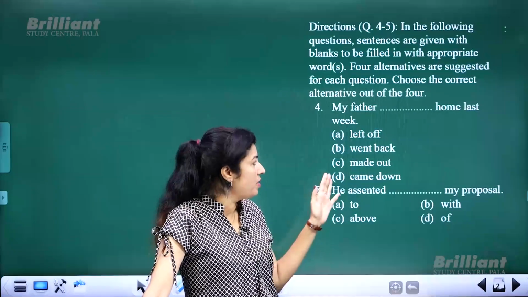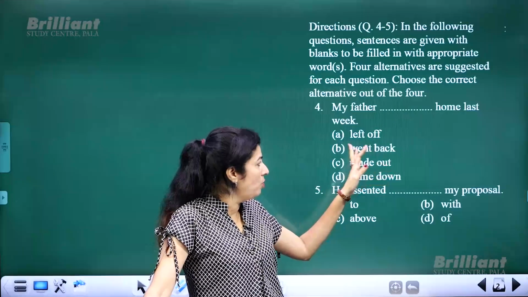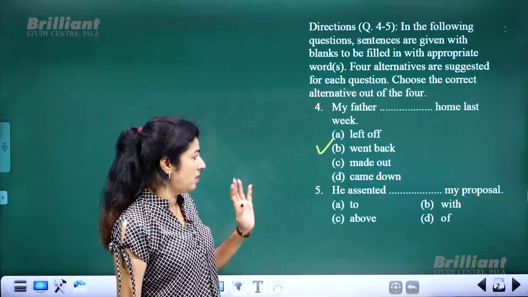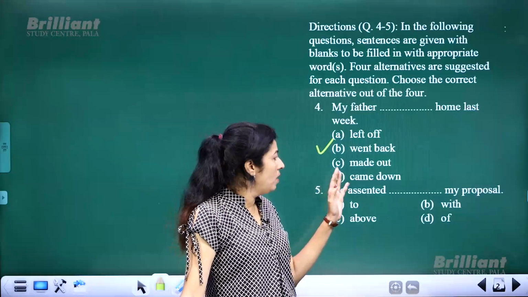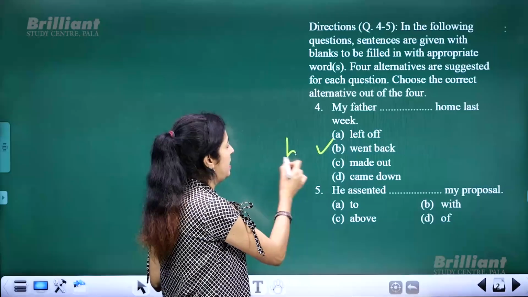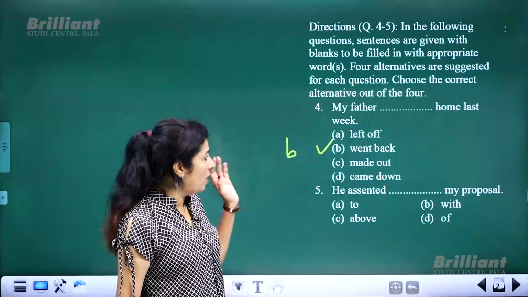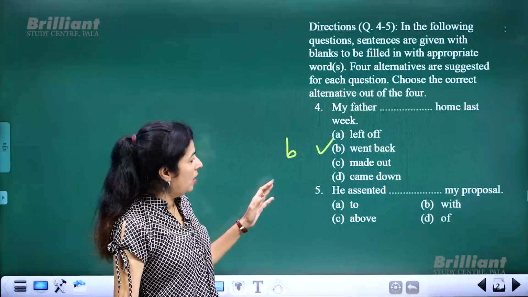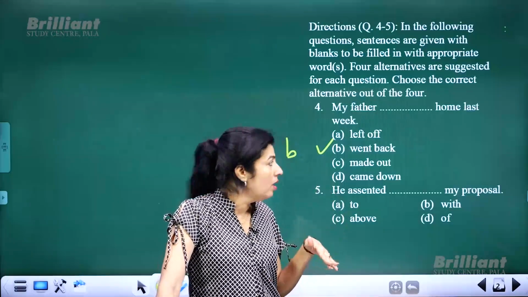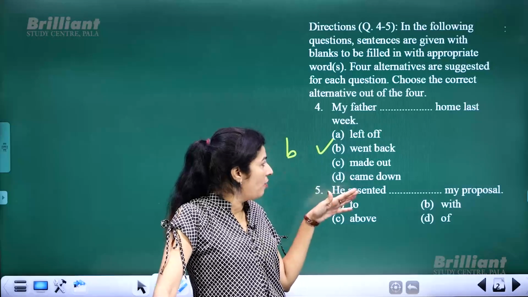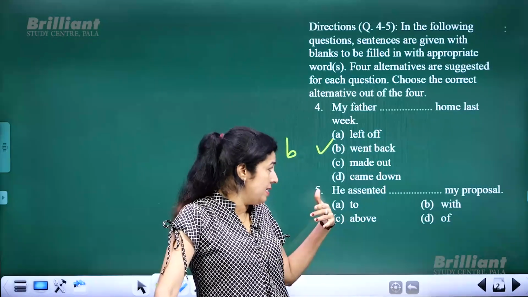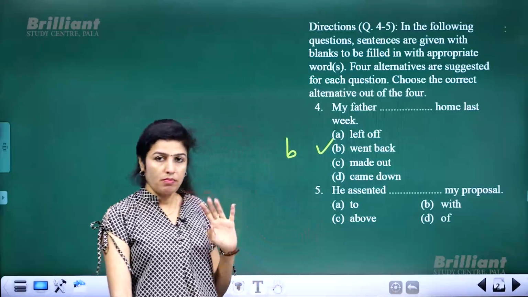What are the options given to you? Left off home? No. Went back home. Went back, returned. Then made out, came down. So went back, the B option, is the correct answer. Came down means to decline, to fall. Left off means to abandon, and made out means to understand. Went back is the correct one.